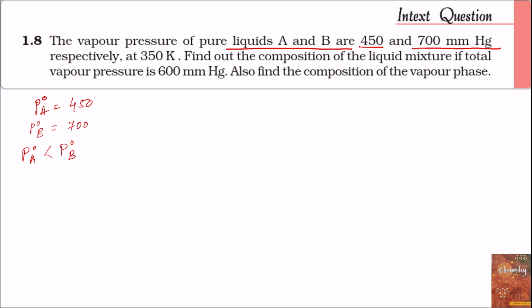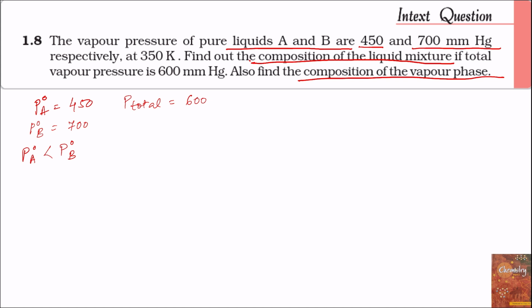Find out the composition of the liquid mixture if total vapor pressure is 600 millimeter of mercury. Total vapor pressure is given as 600 millimeter of mercury. Now we have to find out the composition of the liquid mixture, means what is the mole fraction of A and B present in the liquid mixture. Also find the composition of the vapor phase, means what is the mole fraction of A and B present in the vapor phase.